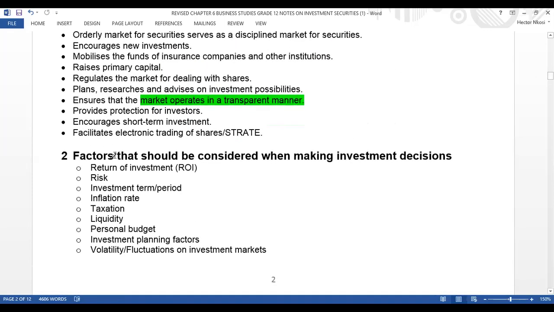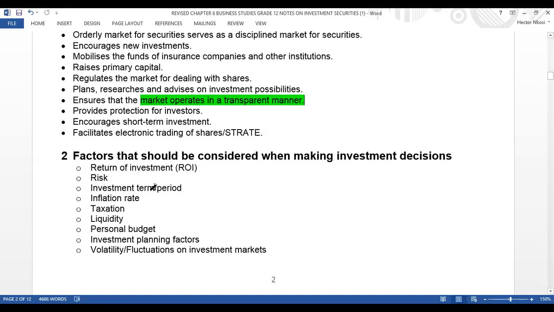Now, I want us to look at the factors that should be considered when making investment decisions. These are the factors that you need to know, boys and girls, when you are looking at your investment decisions. You must know what the return on the investment is, meaning, if you want to invest 600, how much are you going to get back? What is the risk in that investment? You need to look at the risk, the things that are going to be a danger to you.